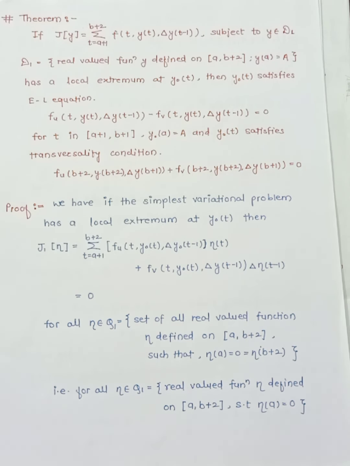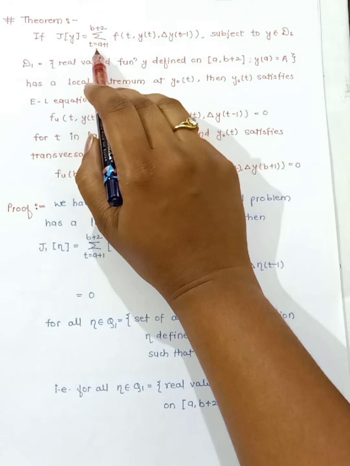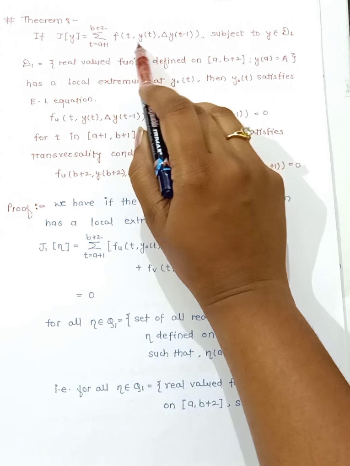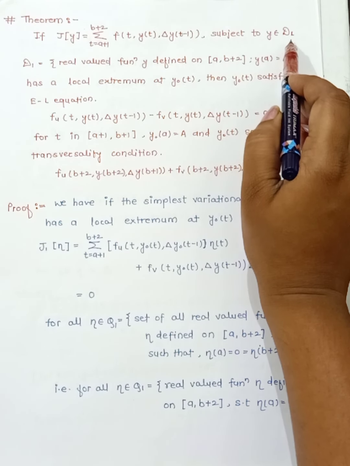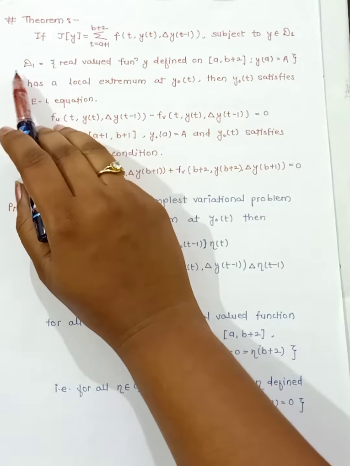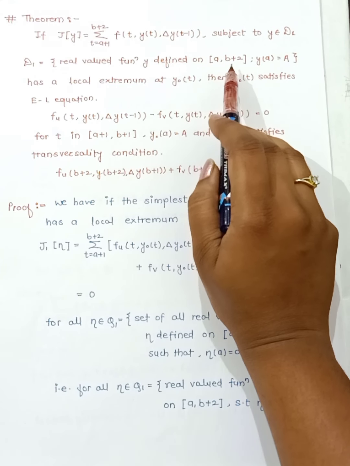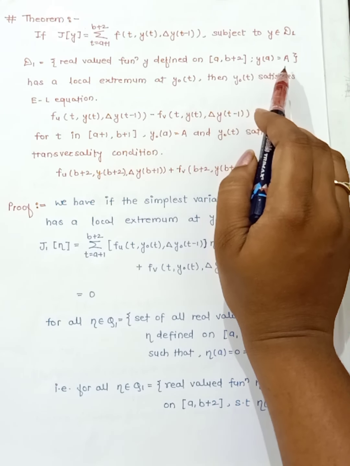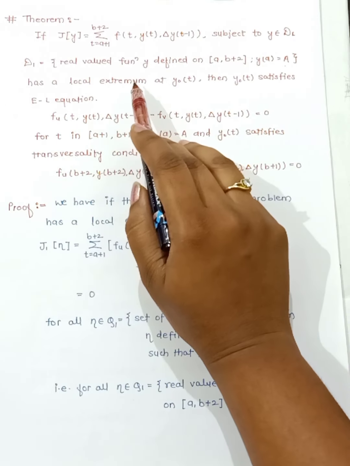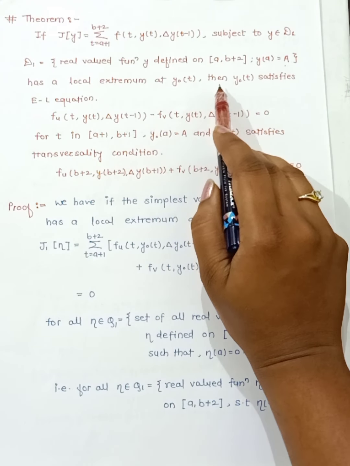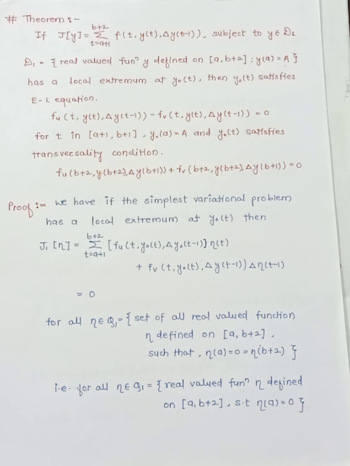The first theorem is: if J(y) equals the summation from t equals a plus 1 to b plus 2 of f(t, y(t), delta y(t minus 1)), subject to y belonging to capital D1, where D1 is the real valued function of y defined on the closed interval a and b plus 2, where y(a) equals capital A, and it has a local extremum at y0(t), then y0(t) satisfies the EL equation, that is the Euler-Lagrange equation.